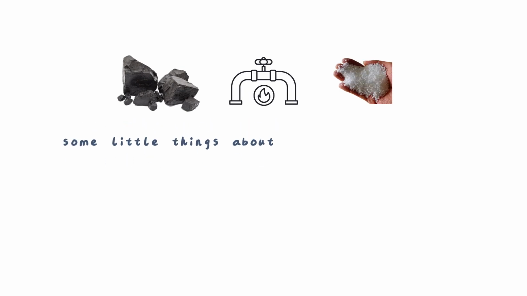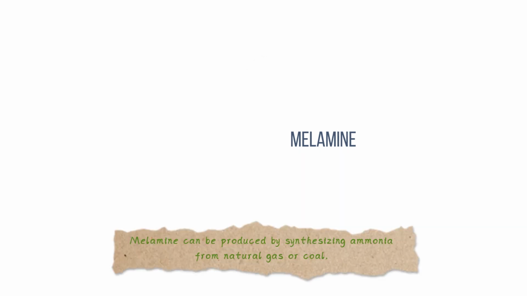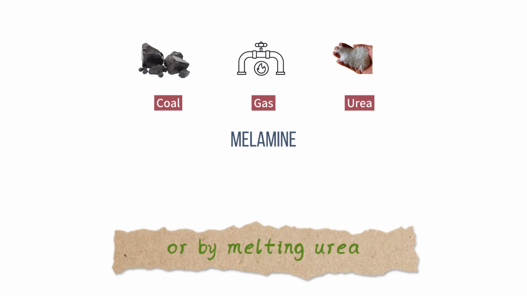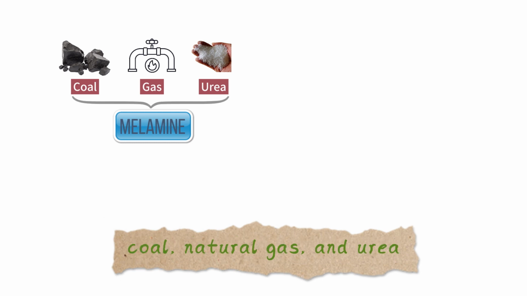So many things about melamine. Melamine can be produced by synthesizing ammonia from natural gas or coal, or by melting urea. Therefore, the upstream raw materials mainly include coal, natural gas, and urea.